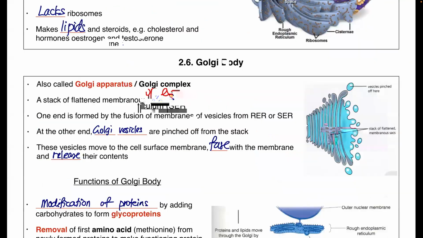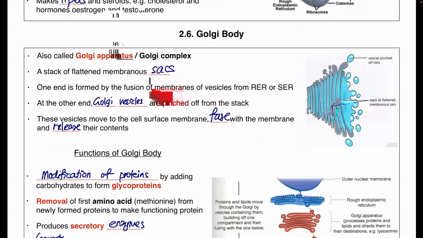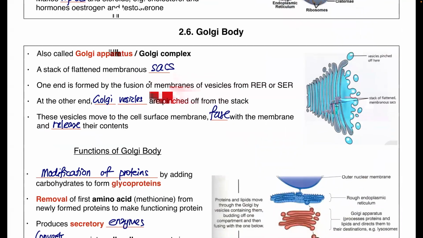typically. Okay, so next is Golgi body, or sometimes we call it Golgi apparatus or Golgi complex. So just several terminologies. Unlike the rough ER or the smooth ER, it's a stack of flattened membranous sacs.